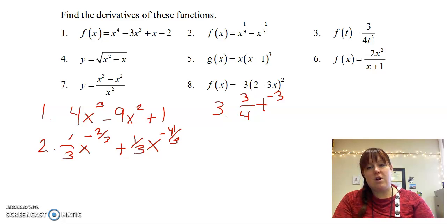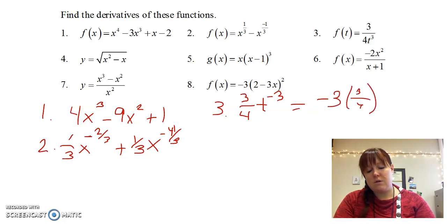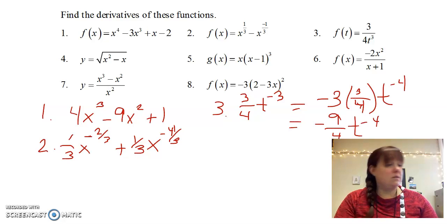So we have a constant in front of it, so it's 3/4. So we just bring the 3 down. So we have negative 3 times 3/4. There's that 4. Okay, and then t to the negative 4. And so then we can simplify that by saying that's negative 9/4 t to the negative 4. And that's it. All right.